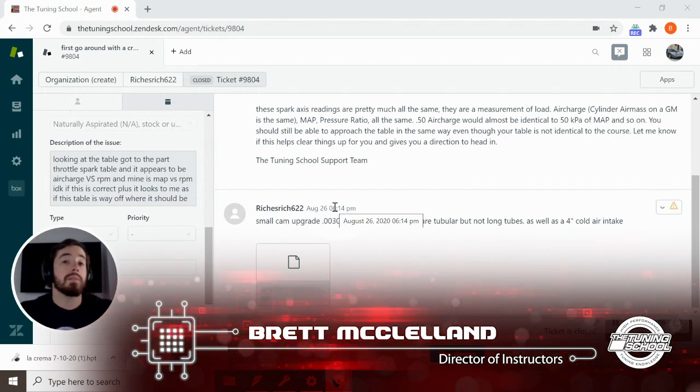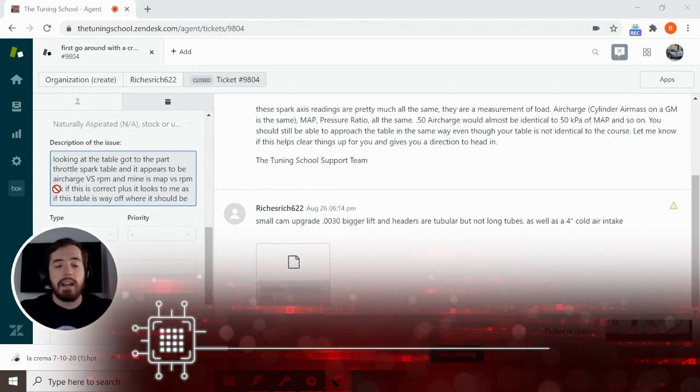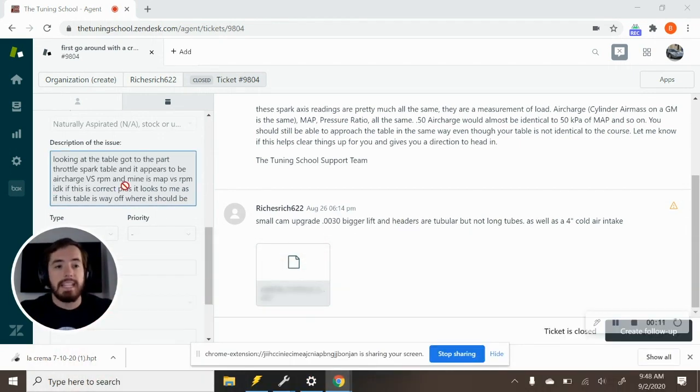On this episode, we're going to be taking a look at a Dodge ticket. I had a customer reach out to us, submitted a ticket, and he said, looking at the table that I got, the Park Throttle Spark table, it appears that it is an Aircharge versus RPM, and mine is in MAF versus RPM. I don't know if this is correct. Plus, it looks to me like the table is way off from where it should be.